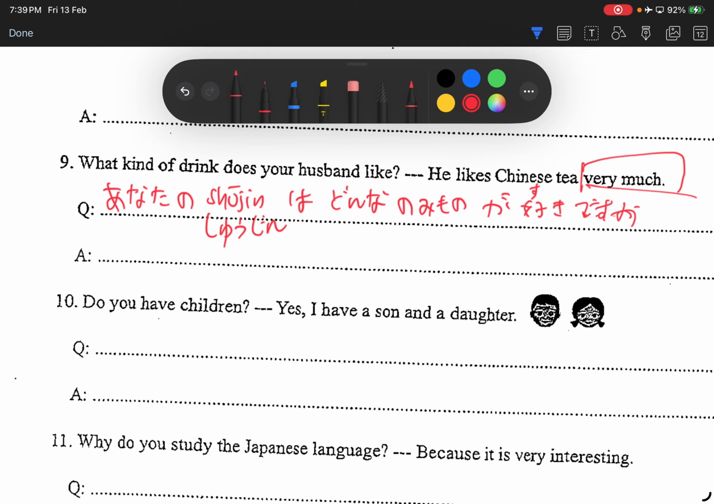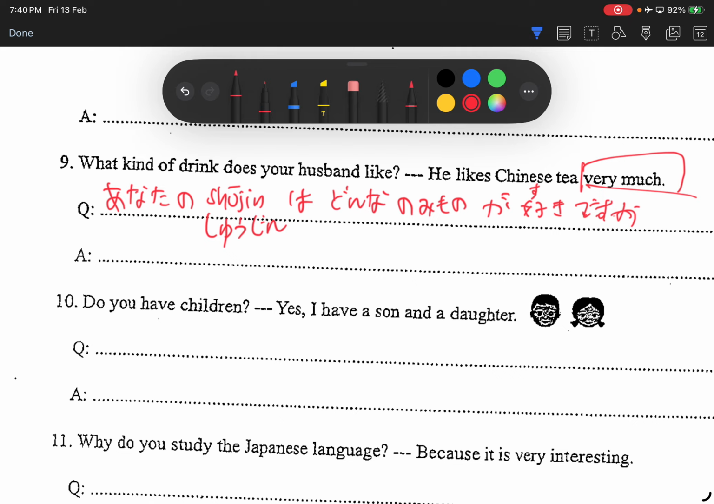彼は中国のお茶がとても好きです。Can also say 大好きです。But 大好き we usually use when you are with someone familiar, someone you are very casual with. Because 大 is very casual. It's like you're telling someone close to you, wow, I really like this one.